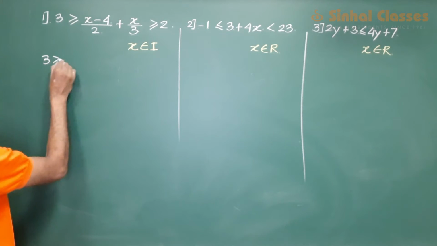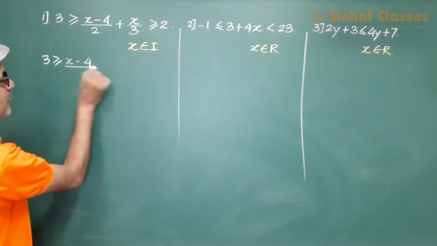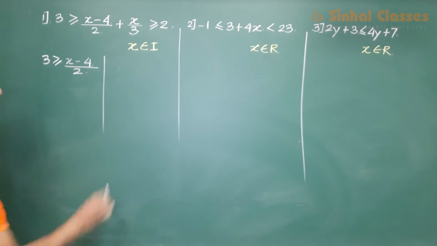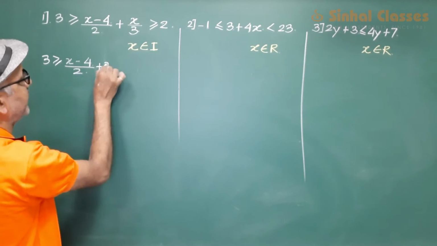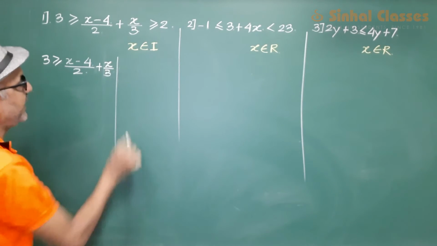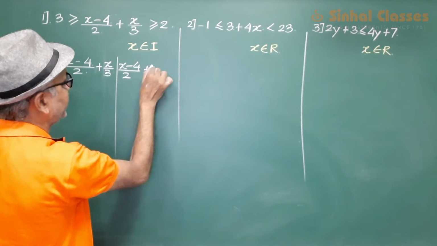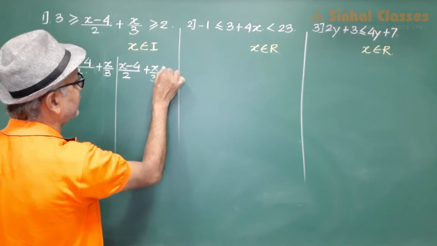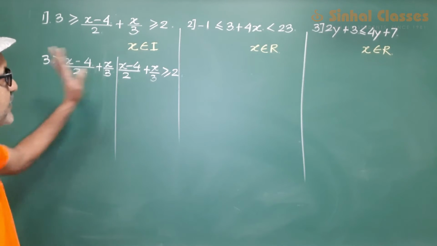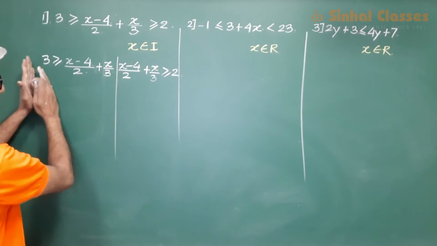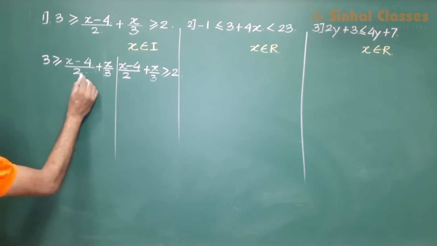3 is greater than or equal to (x minus 4) upon 2 plus x upon 3, and (x minus 4) upon 2 plus x upon 3 is greater than or equal to 2. So there are 2 parts to it. Now 3 is greater than or equal to this, and then this is greater than or equal to 2. Let us start solving them both.